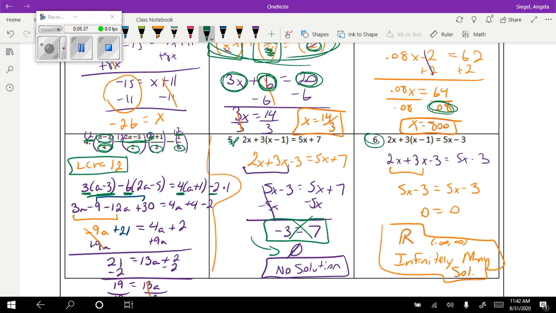Number 6 is kind of the opposite. We get down, and right here, it makes sense. So we have 0 equals 0. It doesn't have to be 0. It could be 5x equals 5x or -3 equals -3 or whatever. If it makes sense, then your answer is infinitely many solutions. Anything that I plug in for x is going to work.